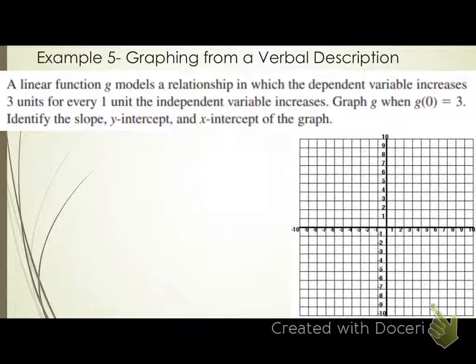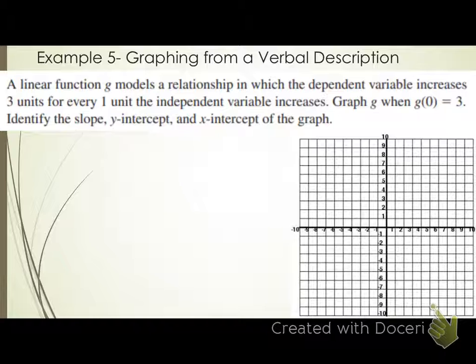Next example. A linear function g models a relationship in which the dependent variable increases 3 units for every 1 unit the independent variable increases. Graph g when g of 0 equals 3. Identify the slope, y-intercept, and x-intercept of the graph. It's a lot of stuff. It's a lot of words.